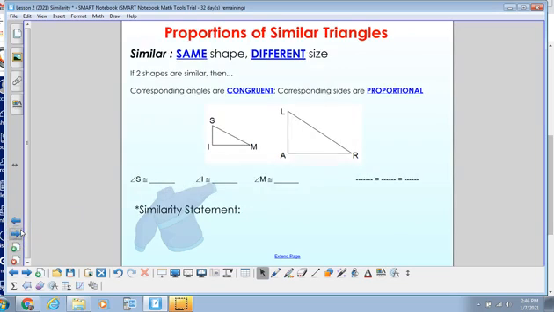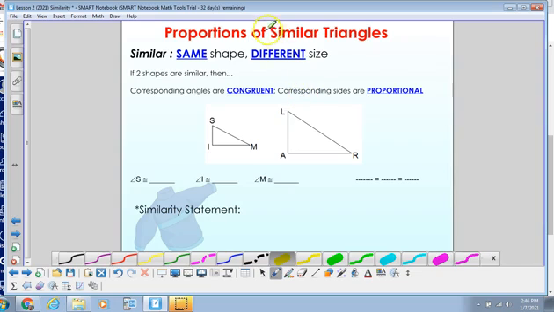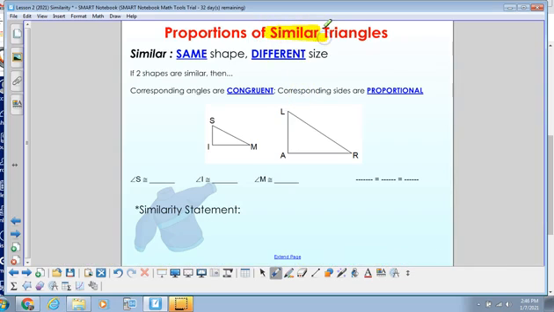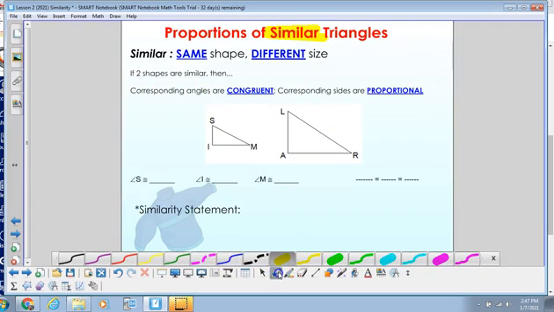Okay, so first let's talk about what it means for some shapes to be similar. Similar means that they are the same shape but a different size. When we talked about congruence, that meant they were the same shape and the same size. Similar is the same shape but different size, but they're scaled up proportionally. So if two shapes are similar, then we have two things: the corresponding angles are congruent, and the corresponding sides are proportional.